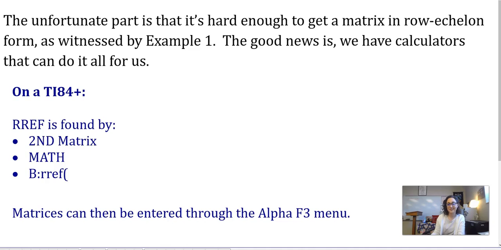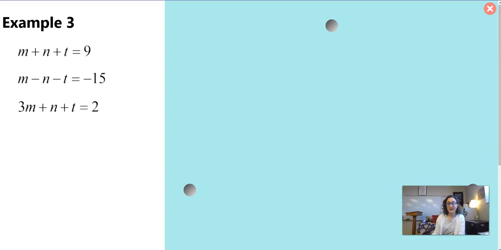All right, so here are the calculator commands. I'm going to force a pause on your screen if you want them. Hit continue when you're ready. All right, so try example 3 with a calculator now, either on the Desmos matrix calculator or your 84. Hit continue when you've got it into reduced row echelon form.